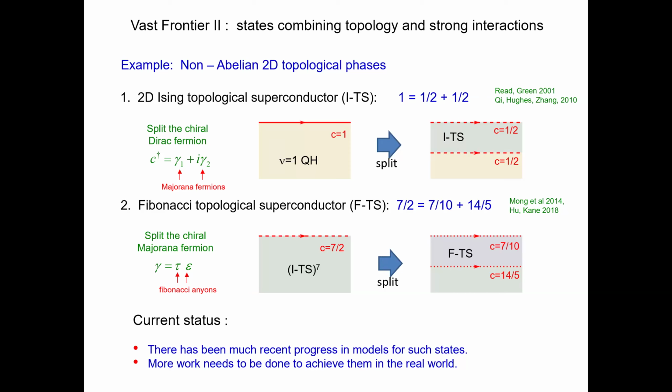Fibonacci anyons are something we would dearly love to be able to create in the world. So I don't know if this is the best way. Maybe the best way is to use Nick Read's state. But this is something that it would be wonderful to be able to do.